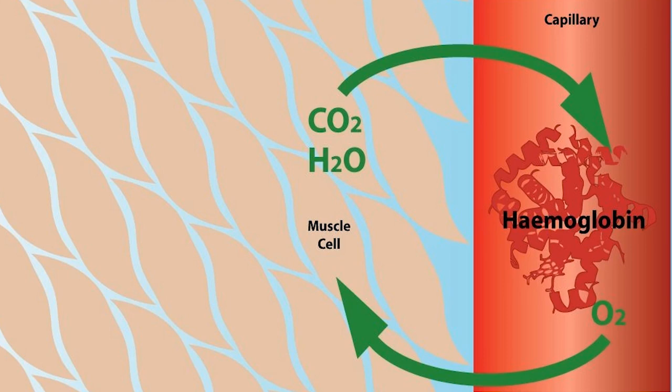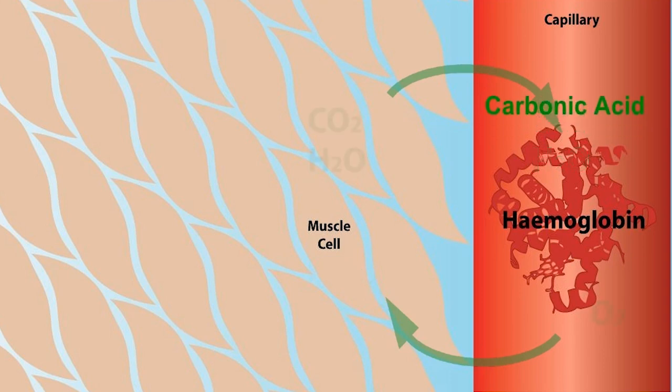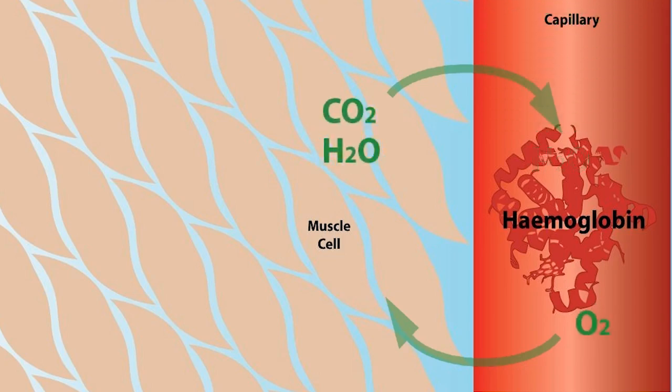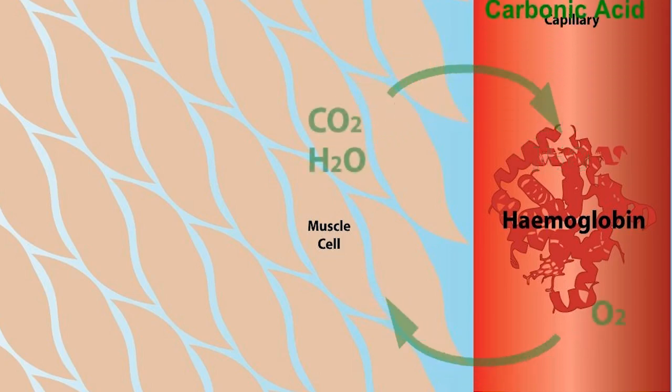As part of this energy-producing process, waste products are formed, namely carbon dioxide and water, which are carried away by the blood to the lungs. Carbon dioxide combines with the catalyst to form carbonic acid in solution in the blood, which releases its carbon dioxide in the alveoli.